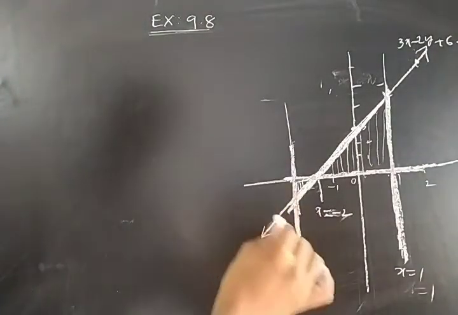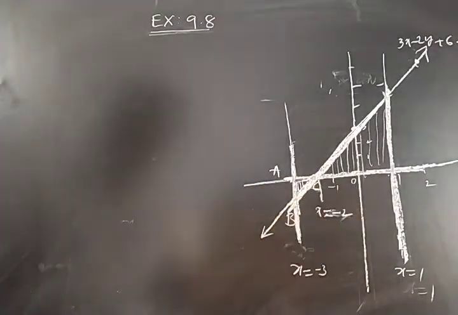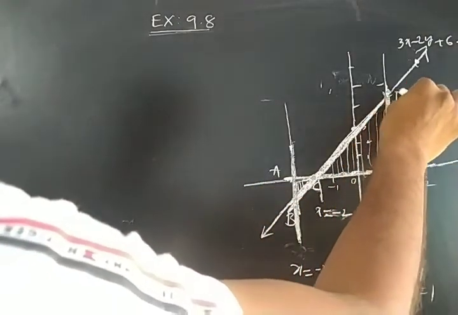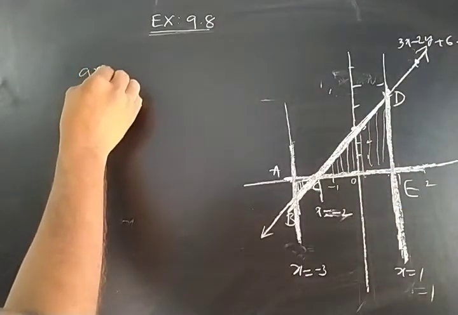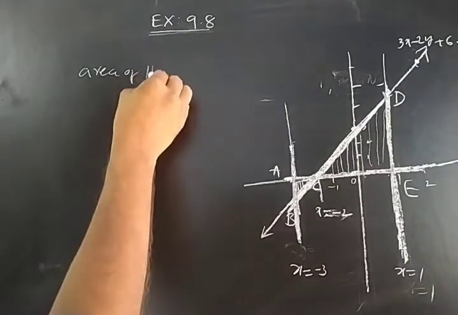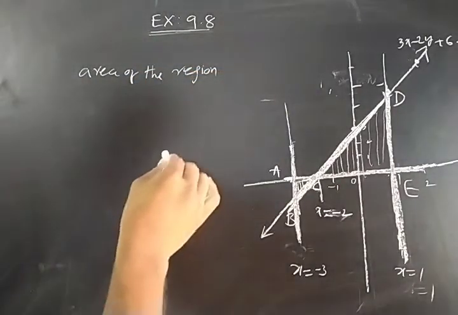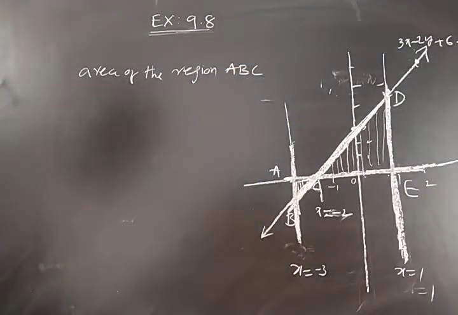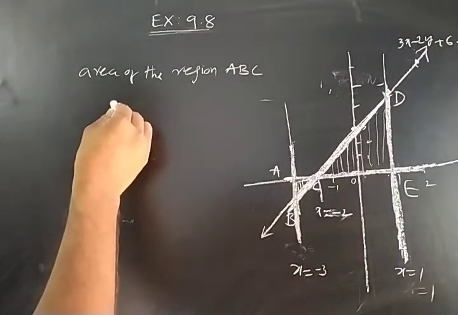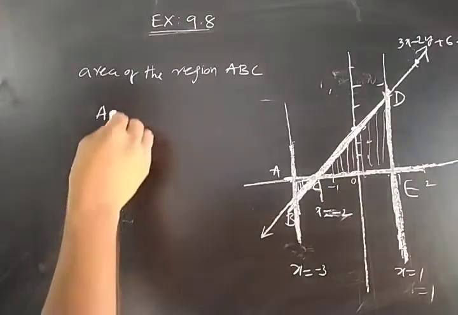Area of the region. So I am denoting this by ABC, and this is DE. So area of the region ABC. Area of the region ABC I am denoting by A1. It is denoted by A1.